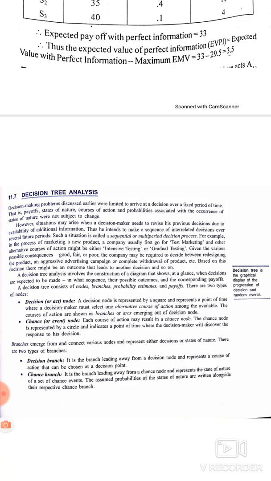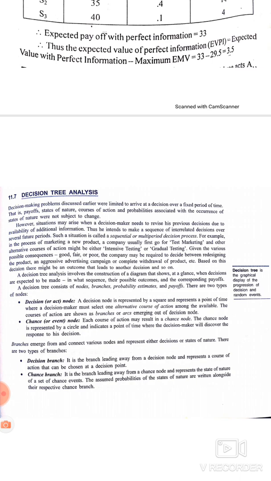Now the topic is decision tree analysis. So what is a decision tree? A decision tree is a graphical model of a decision process. It is also called a decision tree diagram, decision diagram, or decision flow diagram. Like a tree, a decision tree also possesses a number of branches which flow from left to right.